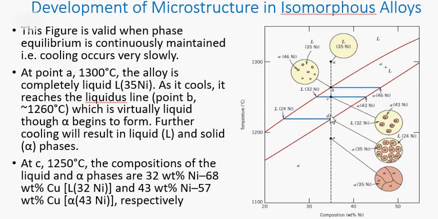As you go down to D, it is virtually solid, almost 99% solid, with the composition of the alpha being 35% nickel, and that of the liquid, a very negligible portion, being 24%. This is just the composition, not the volume fraction of the liquid. It's only the composition of the liquid here, which is 24% nickel. And as you cool down to E, all the remaining liquid has completely transformed to solid alpha.